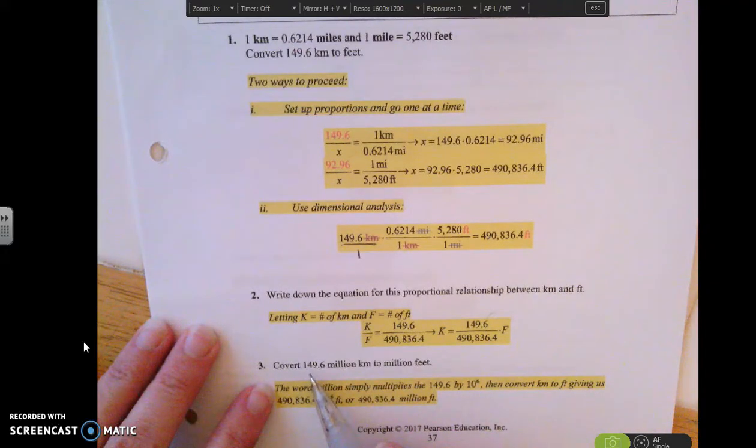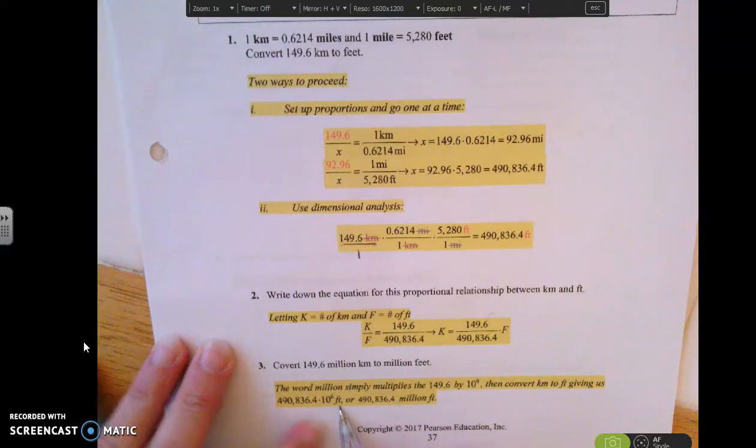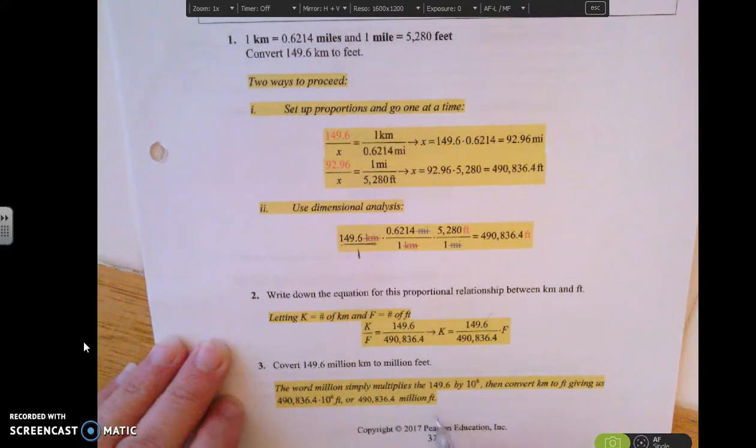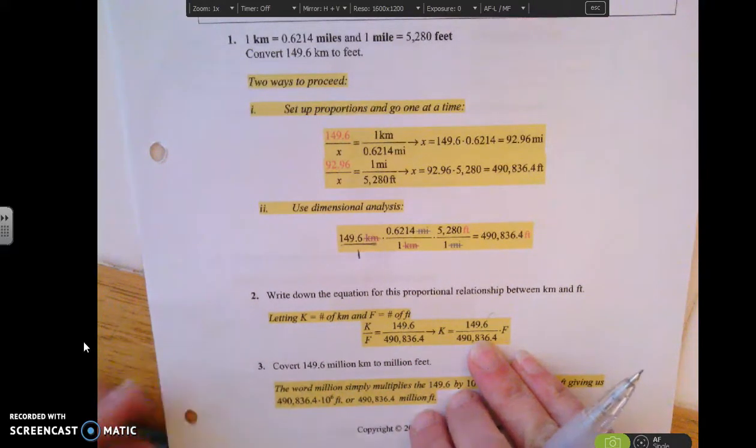Now the next step says convert 149.6 million kilometers to million feet. So million means just simply that you're multiplying by 10 to the 6th power, or you're multiplying by 1 million. So to convert kilometers to feet, you're just going to take the answer that you got for feet and multiply it by 10 to the 6th so that it's in millions, and then that represents that we have 490,836.4 millions of feet. Okay, we don't normally write it out with a lot of decimals, with a lot of zeros, but that's a possibility that you could see.